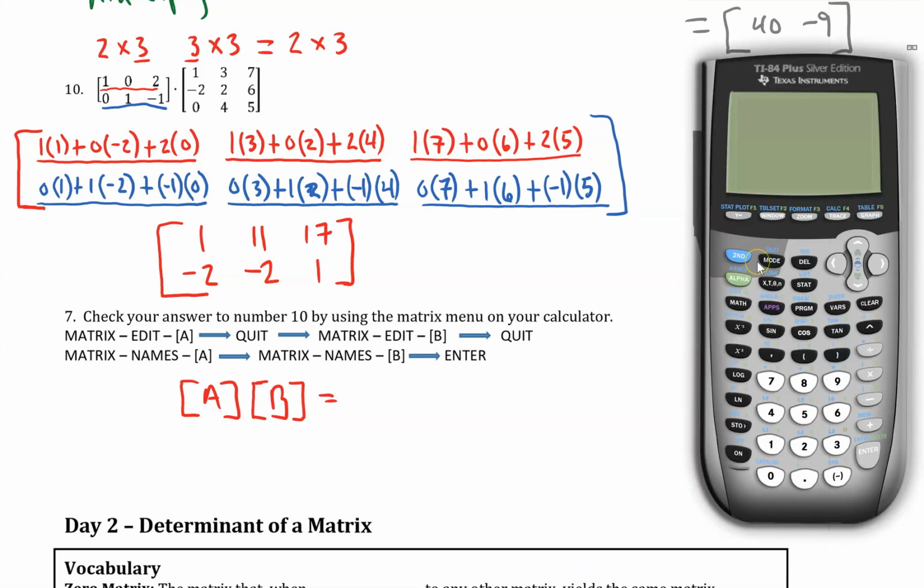So the way that works, you're going to go second, matrix. Now I want to choose these names right here. That's why it says names, matrix names. I want to choose A, so I'm going to hit enter, and it should show A. Then I'm going to go second and matrix. I'm going to choose B and hit enter. And when I hit enter for this, it should pop out the answer, which was 1, 11, 17, -2, -2, and 1.